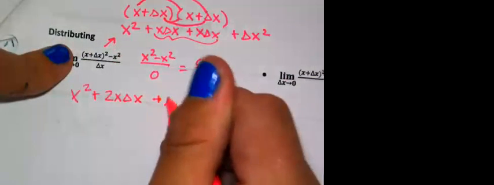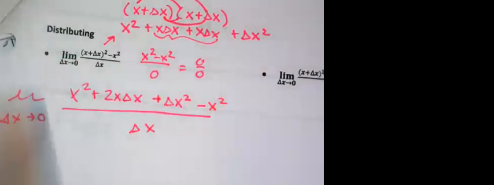Yeah, it's a lot of x's. Yeah. So I can combine the middle. So I'm going to write this as x squared plus 2x delta x plus delta x squared minus x squared all over delta x. Yeah. These guys get crazy.